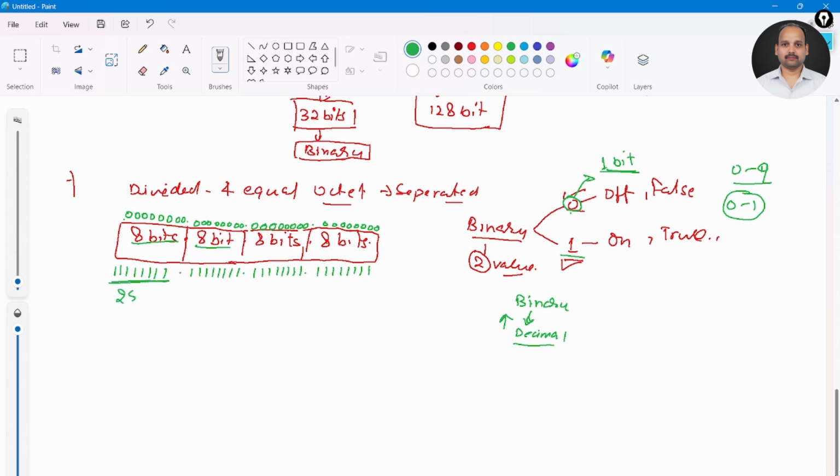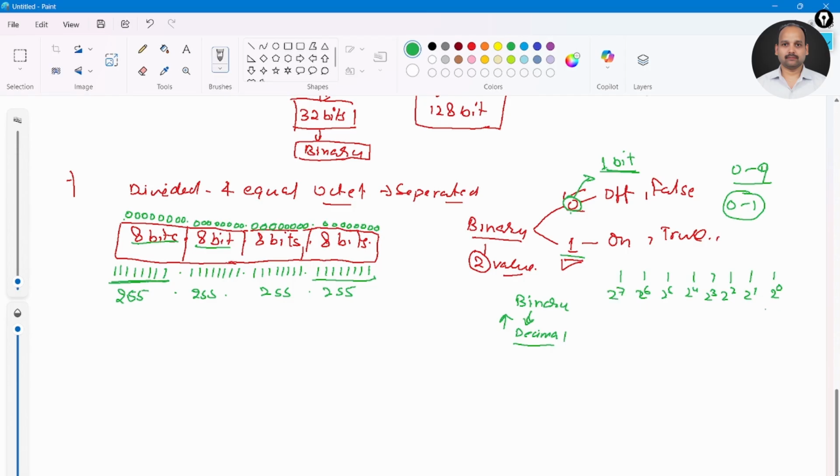If my 8 bits are all on, that is, all 1s, my decimal value is going to be 255.255.255.255. So for example, if I am going to convert 1 1 1 1 1 1 1 1, simply 2 power 0, 2 power 1, 2 power 2, 2 power 3, 2 power 4, 2 power 5, 2 power 6 and 2 power 7. Total, that is 8.